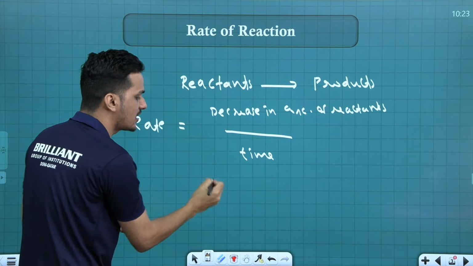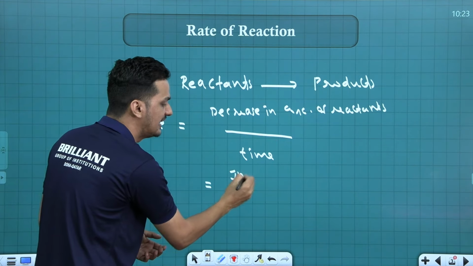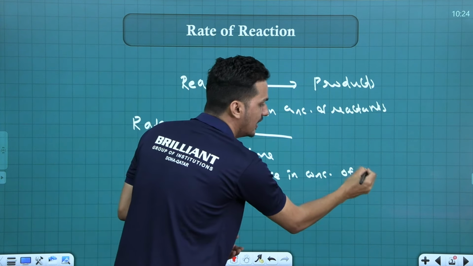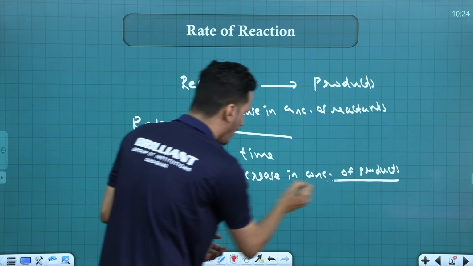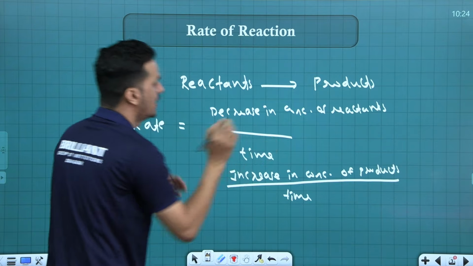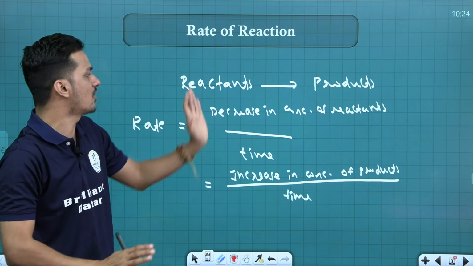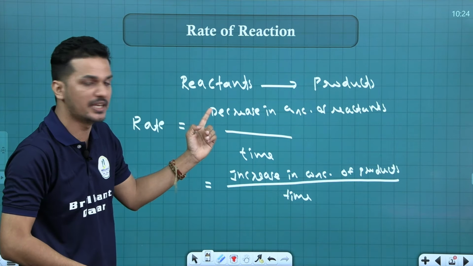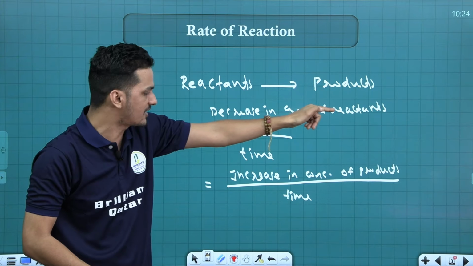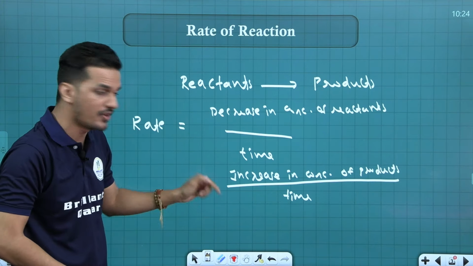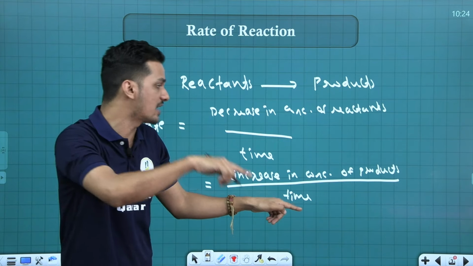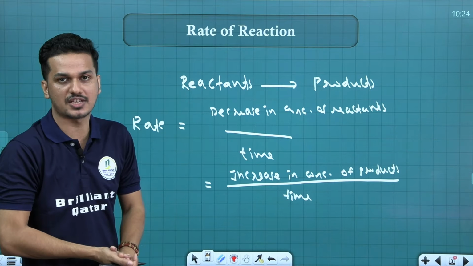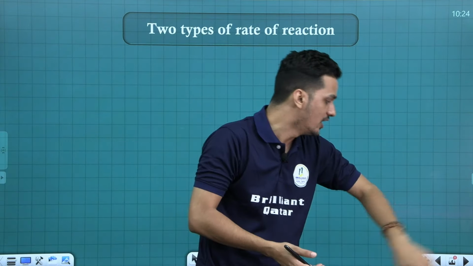Or in terms of products, how can we describe it? It is the increase in concentration of products divided by time. So we can describe the rate either in terms of reactants, that is the decrease in concentration of reactants by time, or in terms of products, that is the increase in concentration of products divided by time. Correct, right? So the rate of reaction we can represent mainly in two ways.